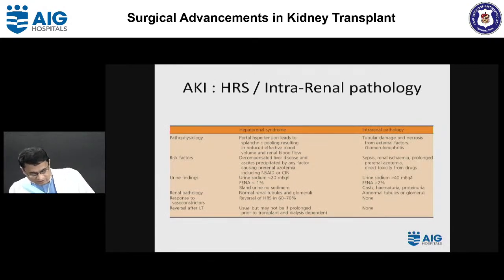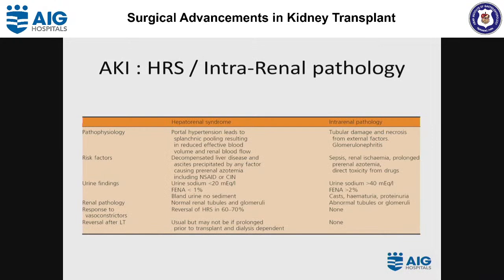This is a very common table which you will come across in most of the textbooks. If you look at hepatorenal syndrome and intrarenal pathology, one important thing is that in HRS you will get a bland urine with no sediment, but in intrarenal pathology you get casts, hematuria, proteinuria. The urinary sodium is more than 40 there, but in HRS it's less than 20. If you look at the response to vasoconstrictors, there is reversal in about 60 to 70%. But with multiple episodes of HRS, this response to vasoconstrictors is actually lost.